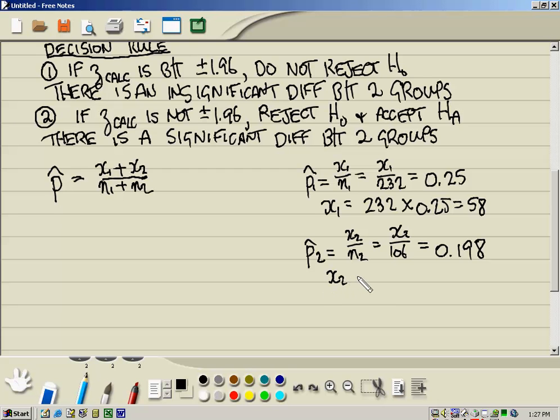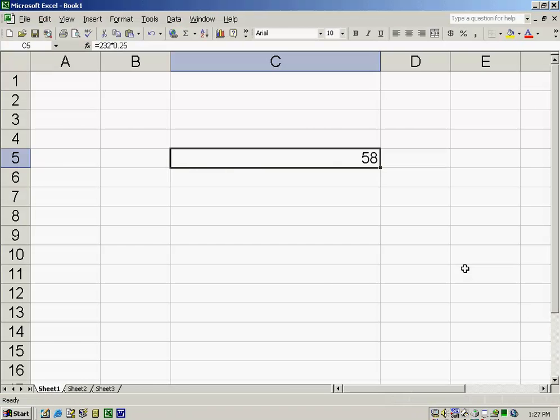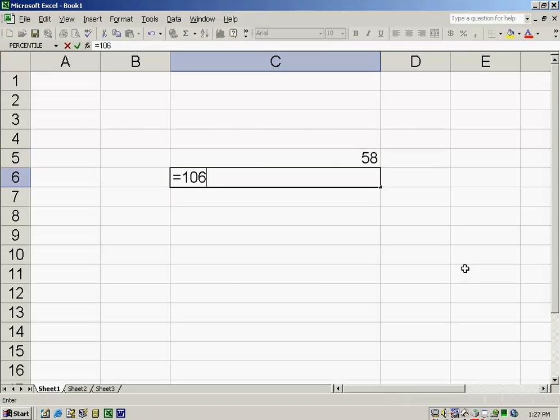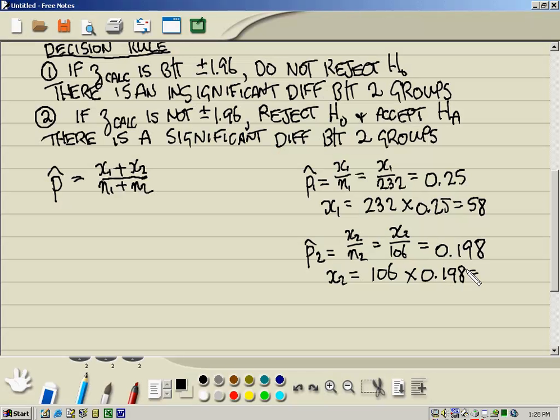Again, rearranging that, we have that x2 is 106 times 0.198, and going to Excel to work that out, 106 times 0.198 is the number given here, 20.988. But remember that x2 must be a whole number, so this must be 21. Go to the nearest whole number. Okay, and that's got to be the one that is close.